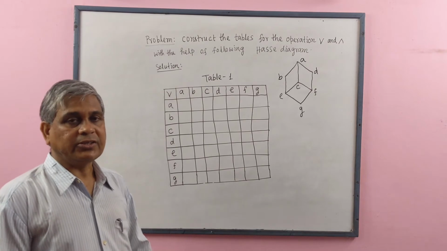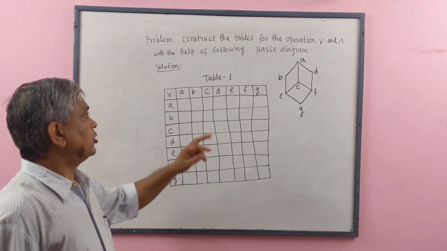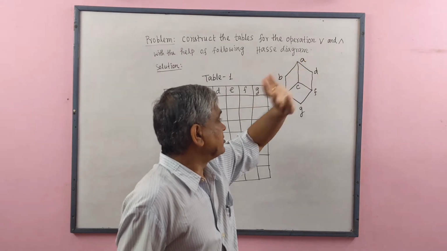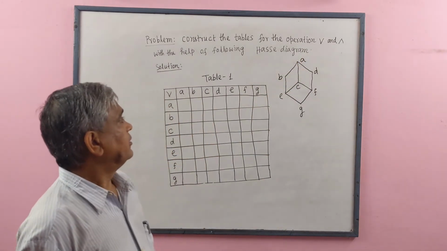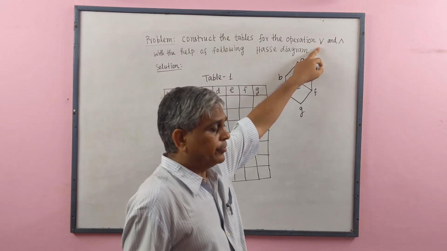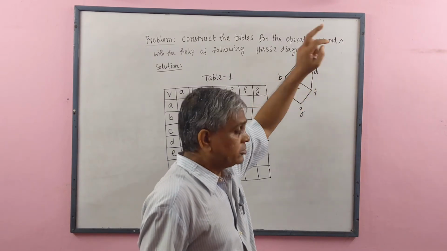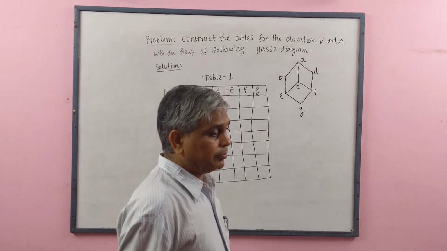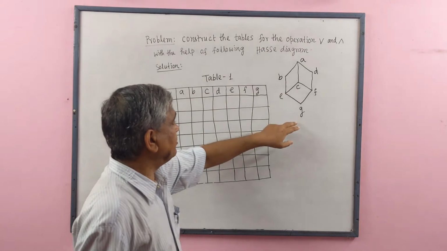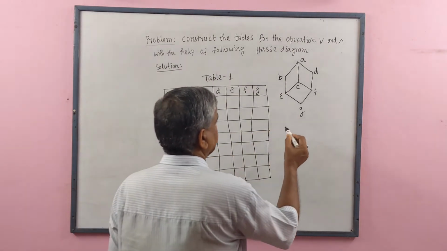Now we construct a table for the operation of joins and meets. That is, join denotes the supremum and meet denotes infimum with the help of the following Hasse diagram. This is the Hasse diagram.